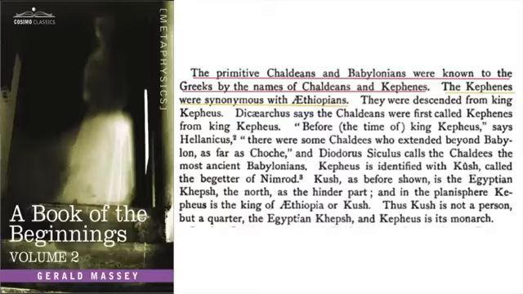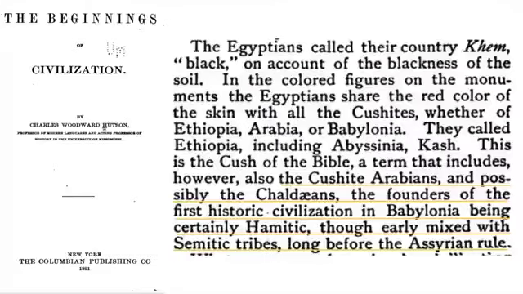This book is A Book of the Beginnings, volume 2, by Gerald Massey. And he says the primitive Chaldeans and Babylonians were known to the Greeks by the name of Chaldeans and Kephians. The Kephians were synonymous with Ethiopians. So yet again, we're seeing this connection with African peoples, with Chaldeans.